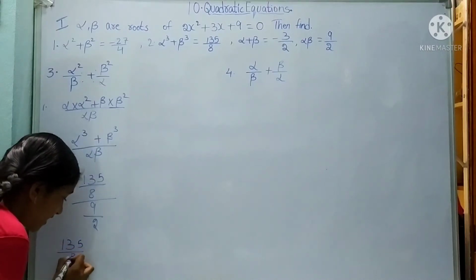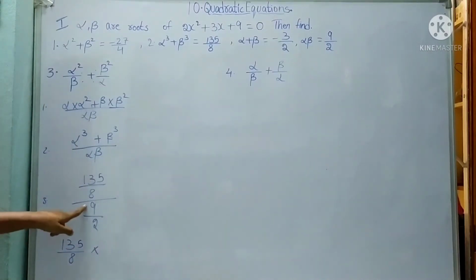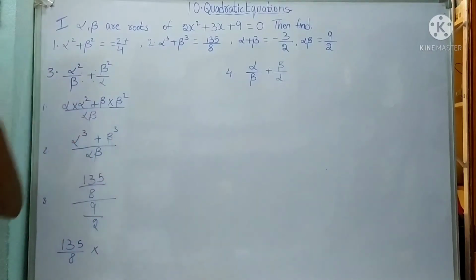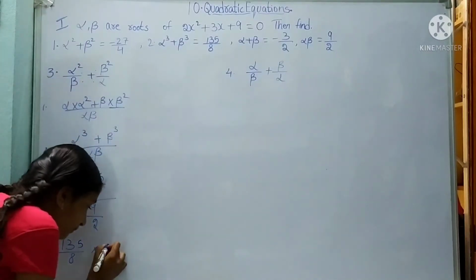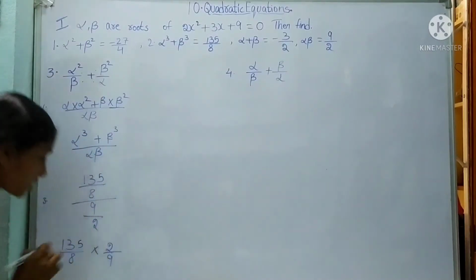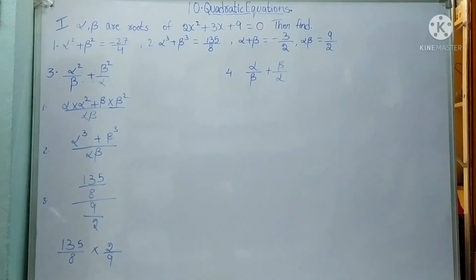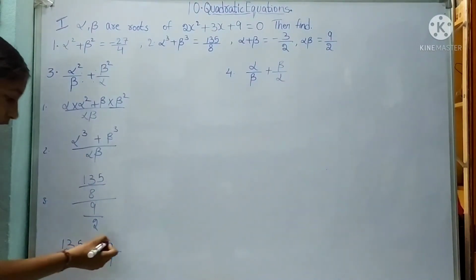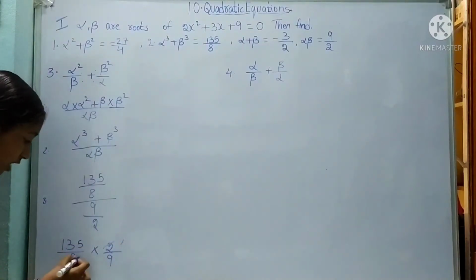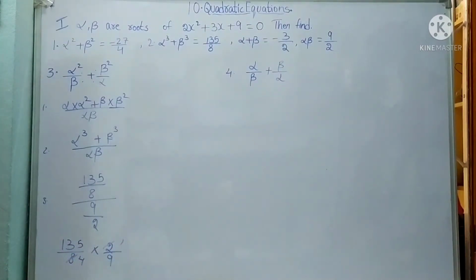135 by 8 into 9 by 2 is dividing 135 by 8. It will go up, means it will reverse. So 2 by 9. See how the answer comes. Now we will cancel first. 2 ones are 2 and 2 fours are 8. Okay. And 9 and 1, 3, 5.